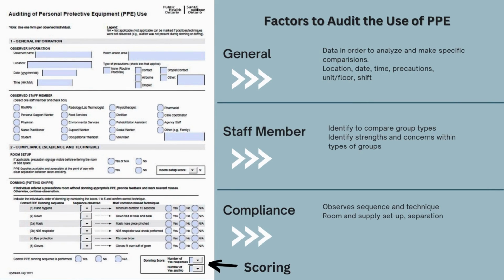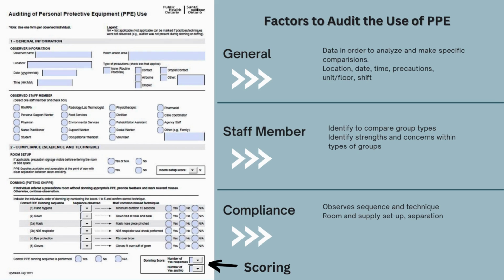Now let's look at our second audit tool, the auditing of PPE use, which includes 3 parts: general information, observed staff member, and compliance. General information will include data that will allow you to analyze and break it down to create more specific comparisons. This includes the location, the date and time, and the type of precautions. Information like this will allow you to provide PPE compliance results specific to a unit or location, the type of precautions, and the type of shift, such as day versus night shift.